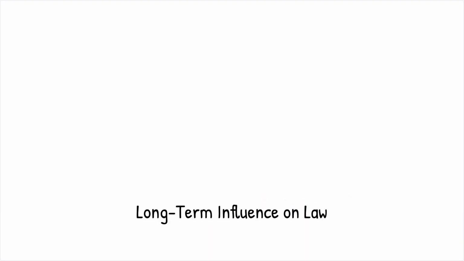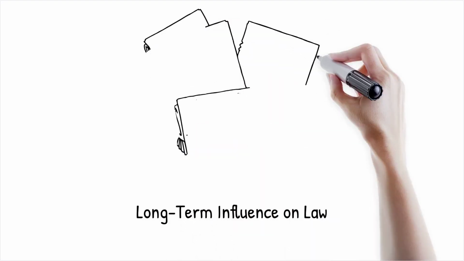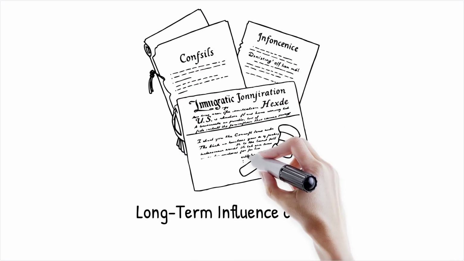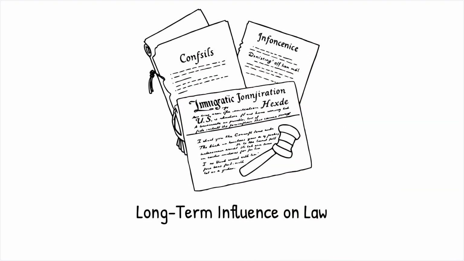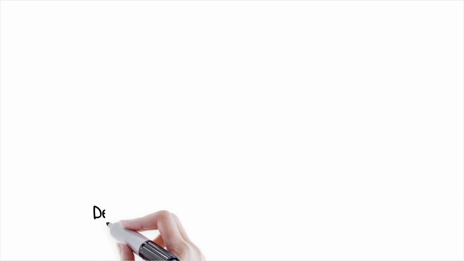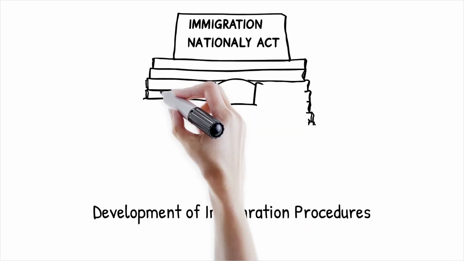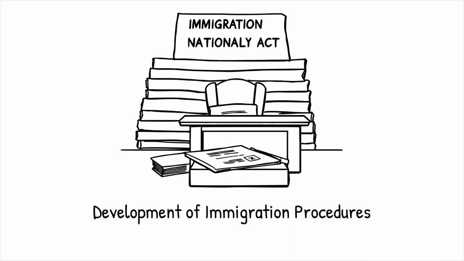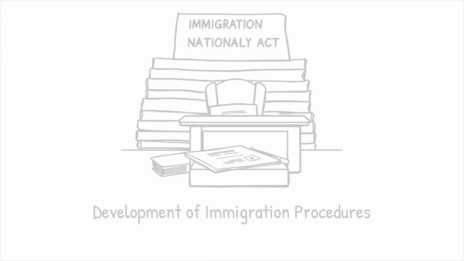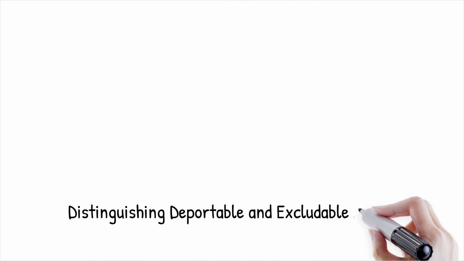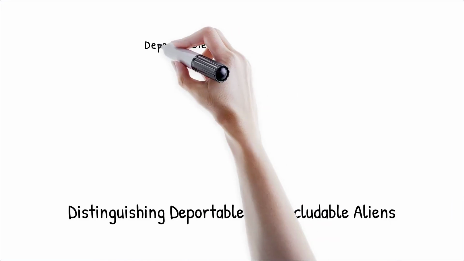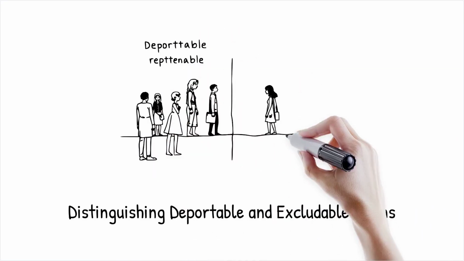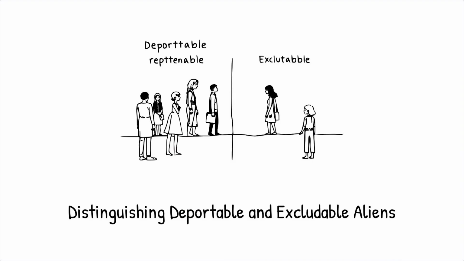Yamataya shaped immigration law by establishing due process as a constitutional requirement for deportation, influencing cases like Zadvydas v. Davis and Plyler v. Doe. It contributed to the development of the Immigration and Nationality Act, INA, of 1952, which formalized deportation procedures, including hearings before immigration judges and appeals to the Board of Immigration Appeals. The case's emphasis on physical presence within the U.S. remains relevant, distinguishing deportable aliens with due process rights from excludable aliens at the border with fewer protections.